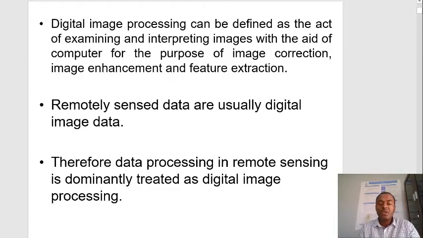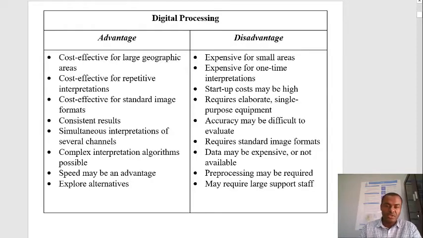Because most remotely sensed data are digital image data. Therefore, data processing in remote sensing is dominantly treated as digital image processing. So what do you think is the advantage and the disadvantage of undertaking digital image processing? We know about its advantage. It is cost effective for large areas. For small areas, maybe you don't need to do digital image processing. You can do it by visual interpretation.